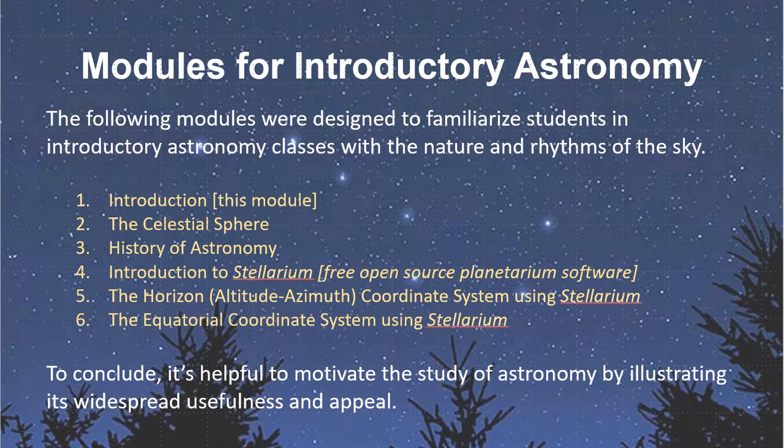The modules then are the introduction, that is this module. The second is the celestial sphere. The third, the history of astronomy. The fourth, an introduction to Stellarium, which is a free open source planetarium software. The fifth, the horizon or altitude azimuth or azimuth altitude coordinate system using Stellarium. And finally, the equatorial coordinate system, again using Stellarium.